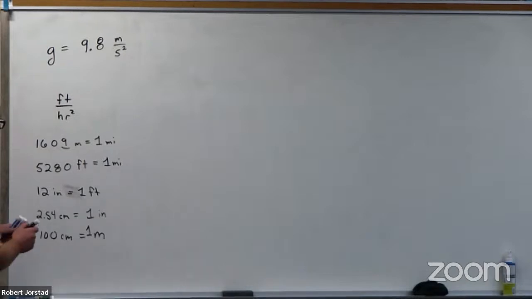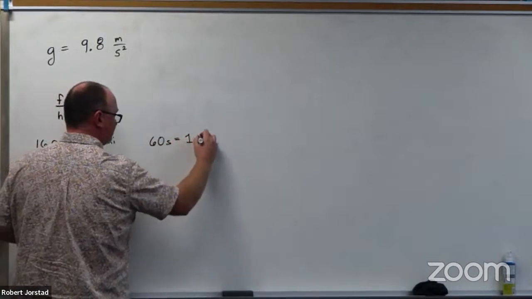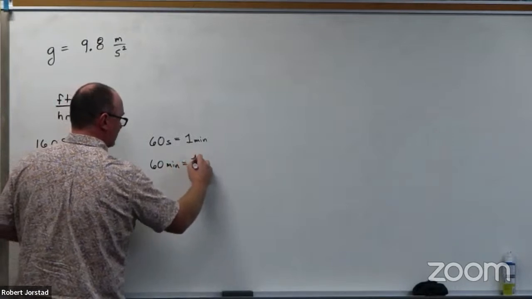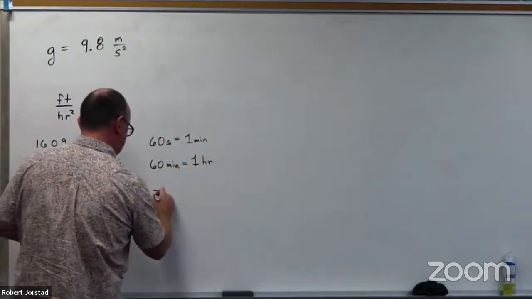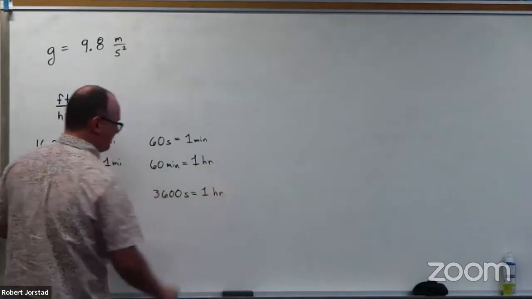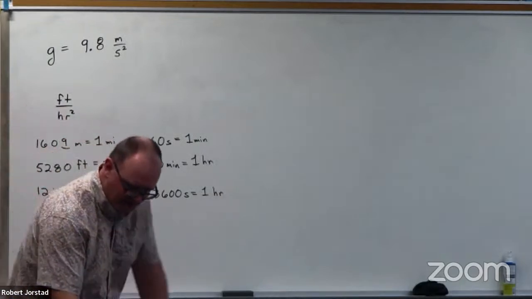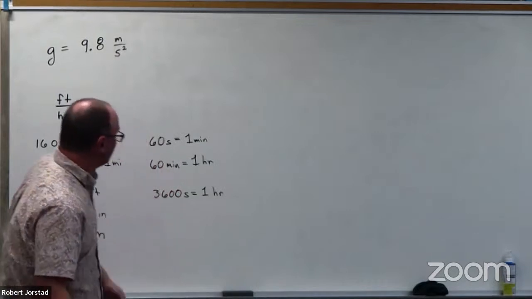And then maybe I'll bring this up. You probably know that 60 seconds equals 1 minute, and 60 minutes equals 1 hour. You do 60 times 60, a lot of times we'll write this as just 3,600. So that's a common way to write it. Just use this one, and I think I gave you all these on your test.